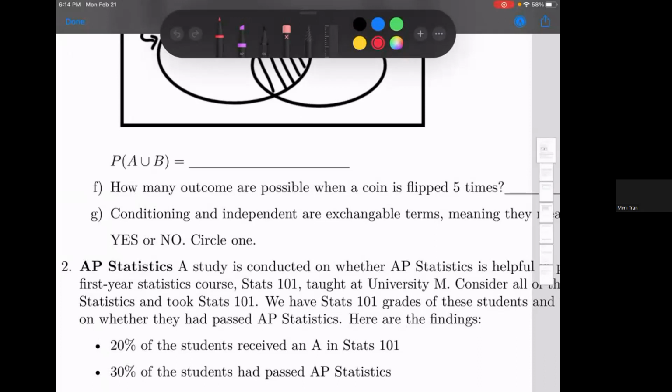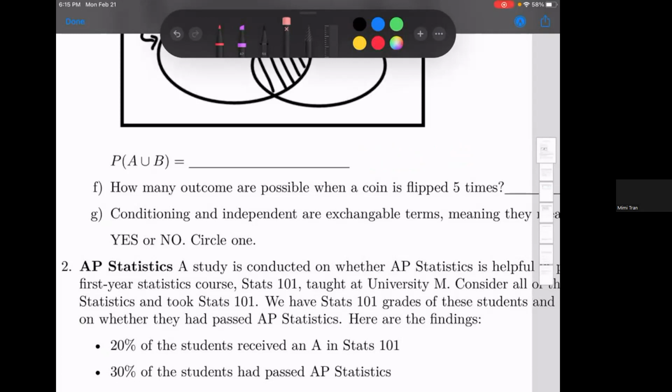How many times am I flipping? 10 times, right? I'm sorry, 5 times. 1, 2, 3, 4, 5. Is the first flip independent of the second flip, independent of the third flip, yeah? Well, independent, what do we do? Two events are independent, P of A and B equal to, yeah, P of A times P of B. So you multiply them. So 2 to the fifth, right? So that's counting, but you don't have to worry about it, not your level.